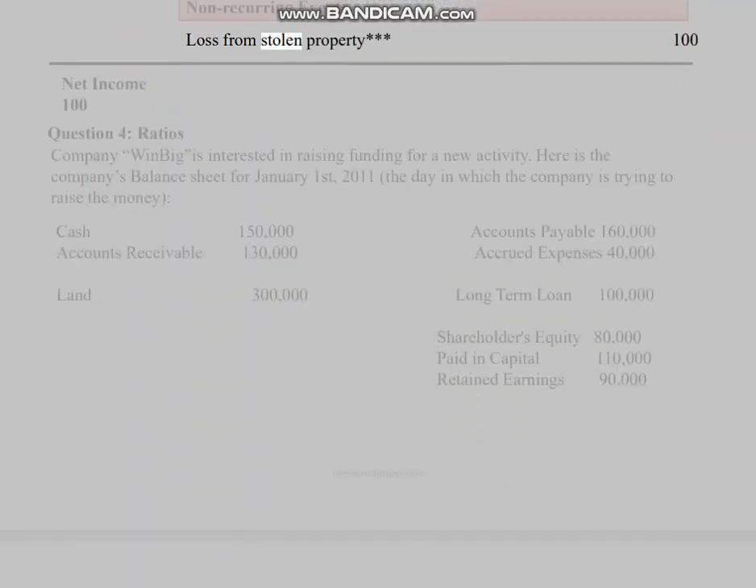Non-recurring events: loss from stolen property 100. Net income 100.